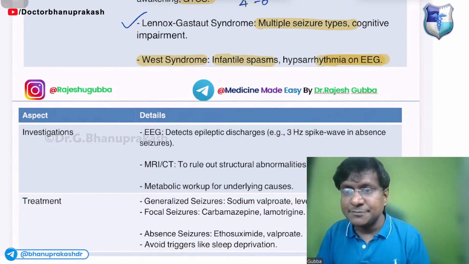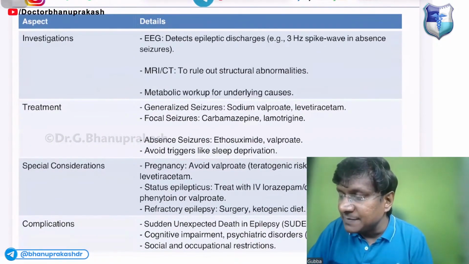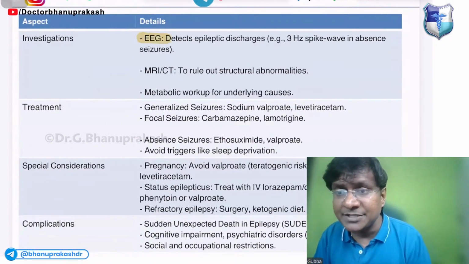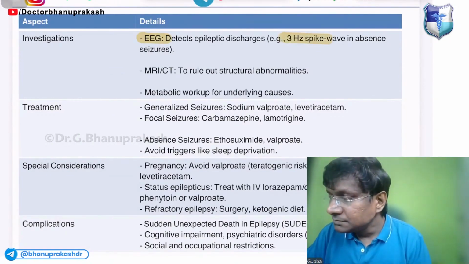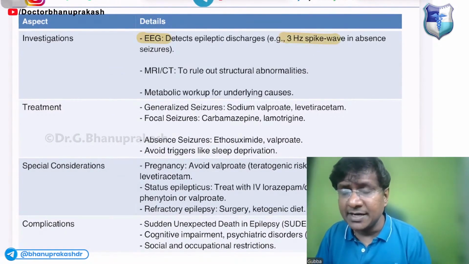And how will you work up these patients with epilepsy? That is by EEG. So when you do EEG in patients with absence seizures, that will show you a 3 hertz spike and wave pattern.